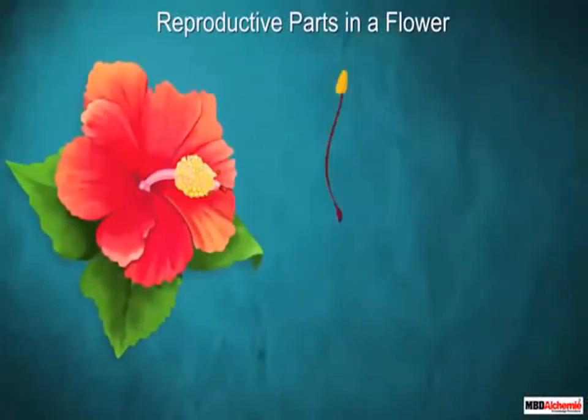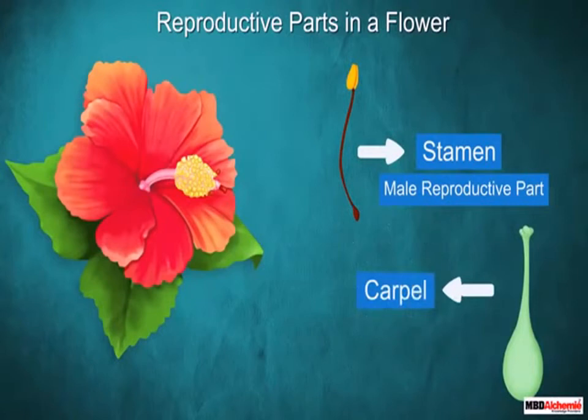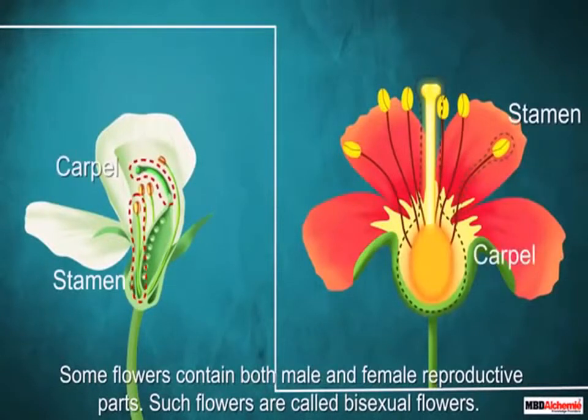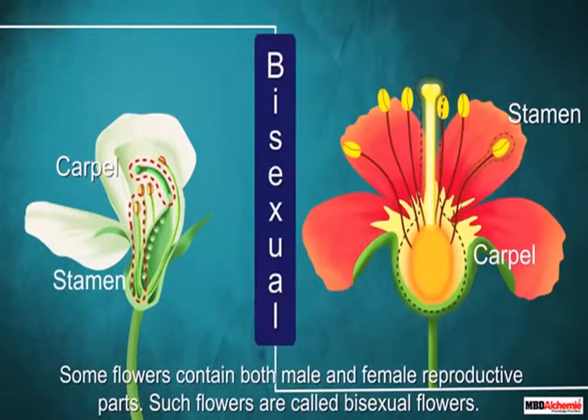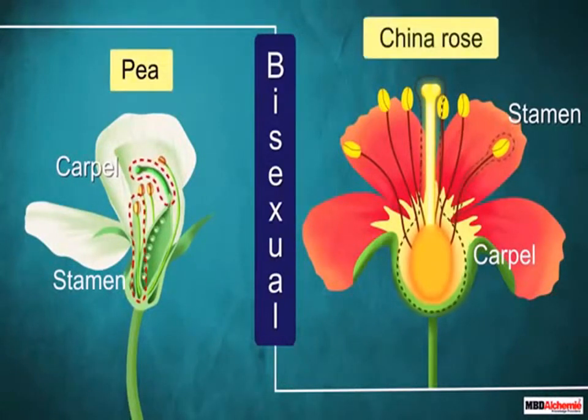In the flower, stamen is the male reproductive part, while carpel is the female reproductive part. Some flowers contain both male and female reproductive parts. Such flowers are called bisexual flowers. For example, pea, China rose, etc.